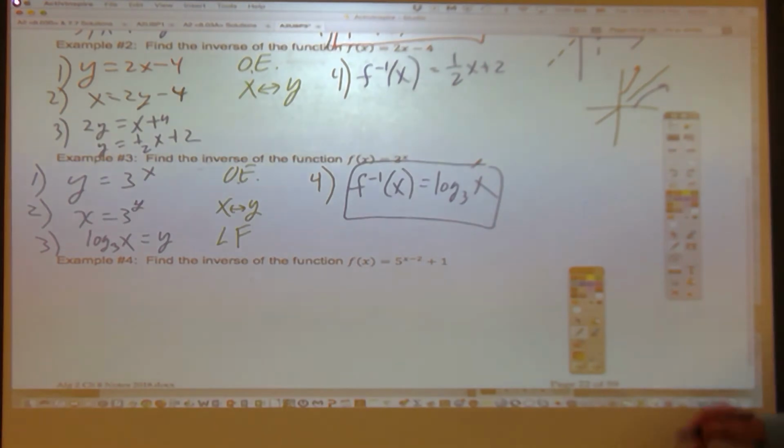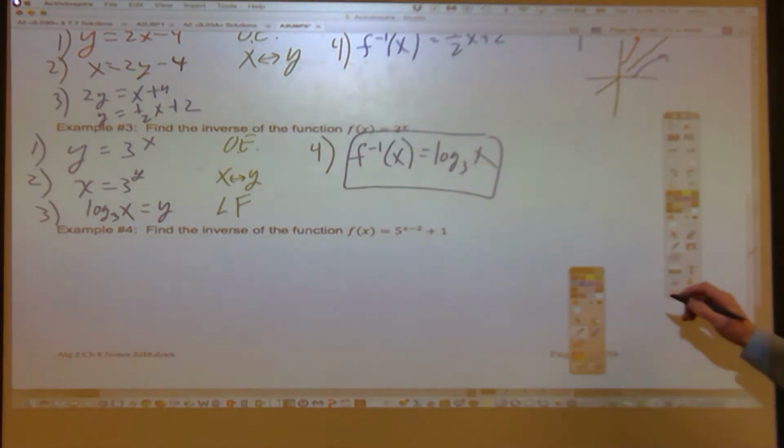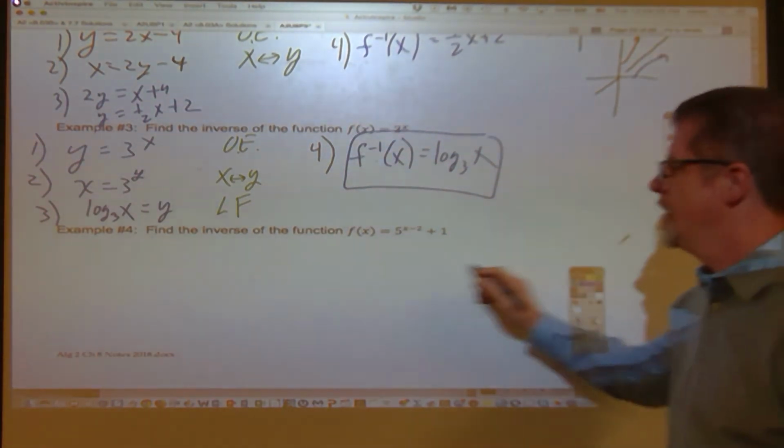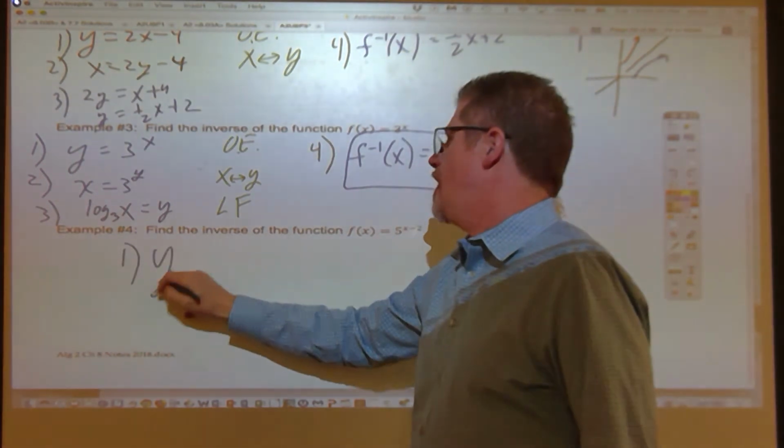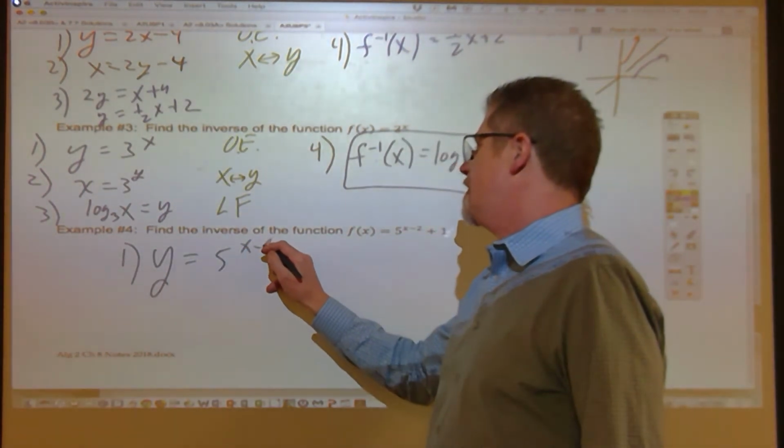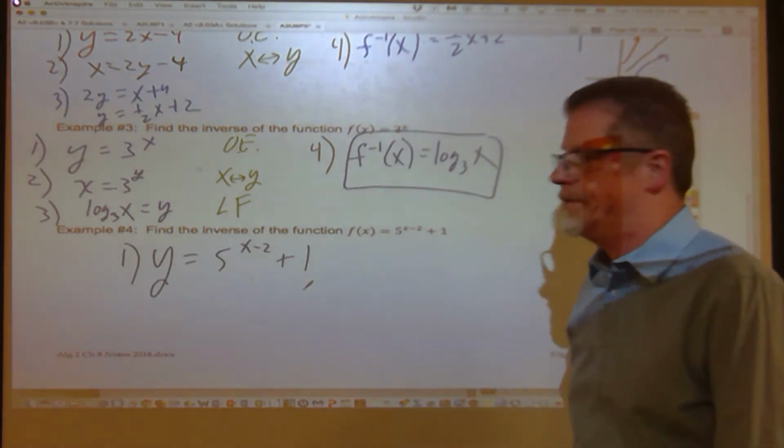Okay. Now, let's go on. Number 4. Step 1, f of x is y. So we got y equals 5 to the x minus 2 plus 1.